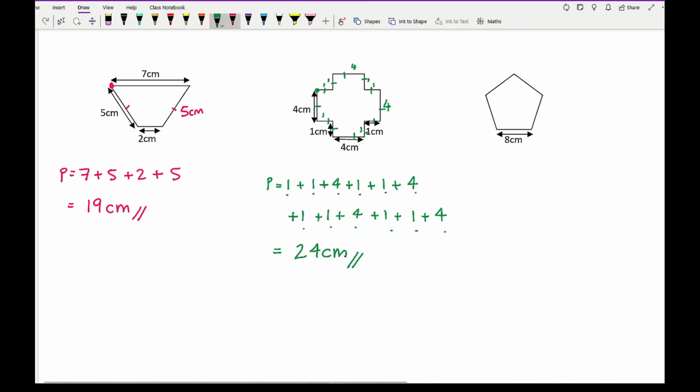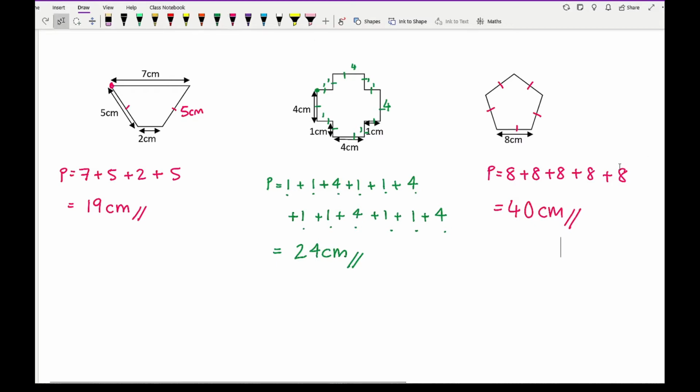Now in this next one we've got a pentagon, so again I'm going to assume it's a regular pentagon, so I'm going to assume that all those lengths are going to be the same. So here I've got P equals 8 plus 8 plus 8 plus 8 plus 8, and I could have just done 8 times 5, which is absolutely fine, but I'd still get the same answer of 40 centimeters, and there is my final answer.